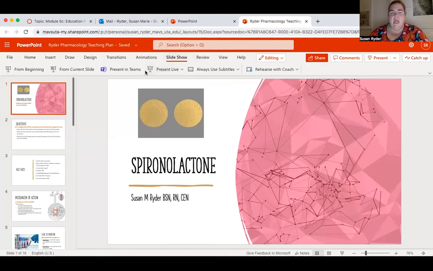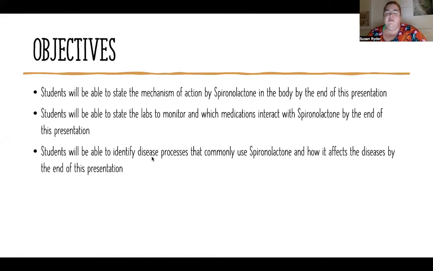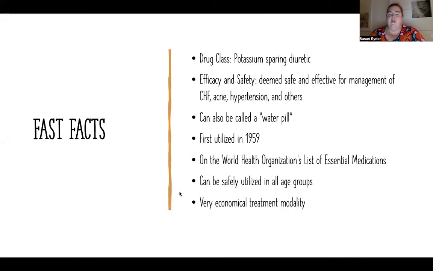So today, I'm going to be talking about spironolactone. The objectives for this presentation are that students will be able to state the mechanism of action of spironolactone in the body by the end of this presentation. Students will be able to state the labs to monitor and which medications interact with spironolactone, and students will be able to identify disease processes that commonly use spironolactone and how it affects the diseases by the end of this presentation.